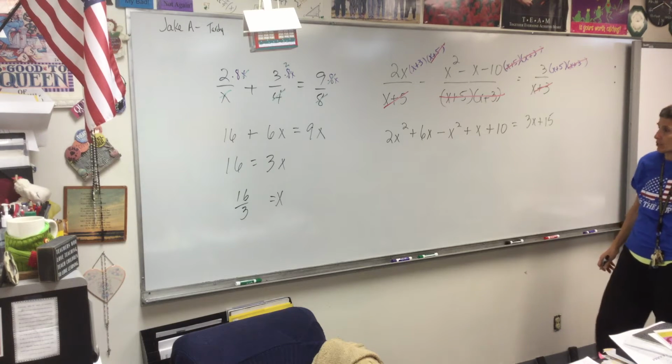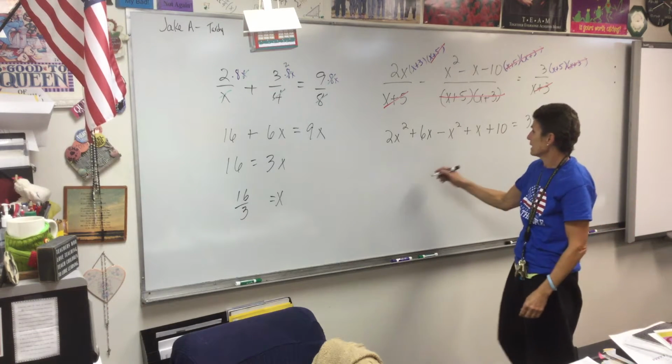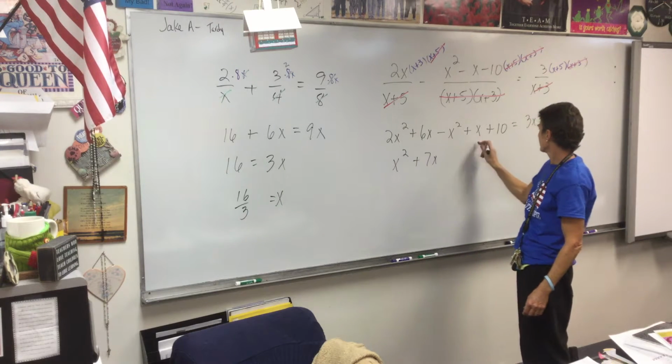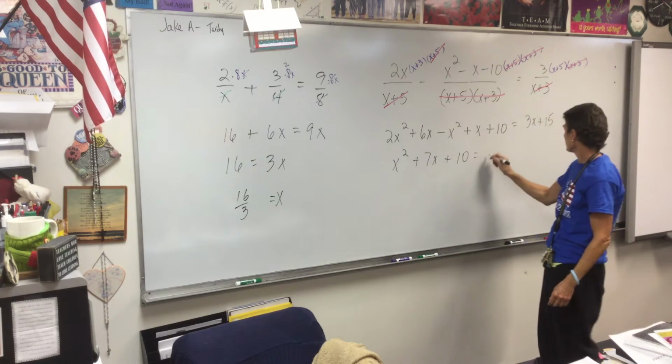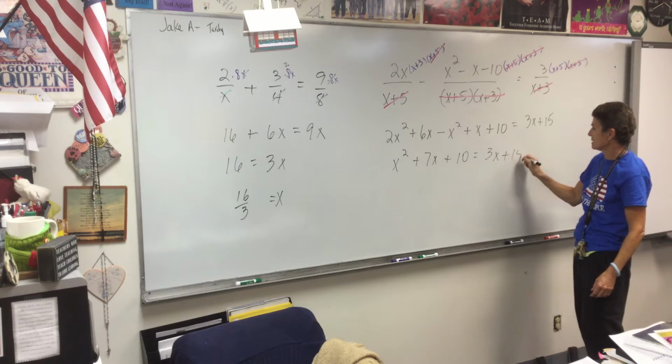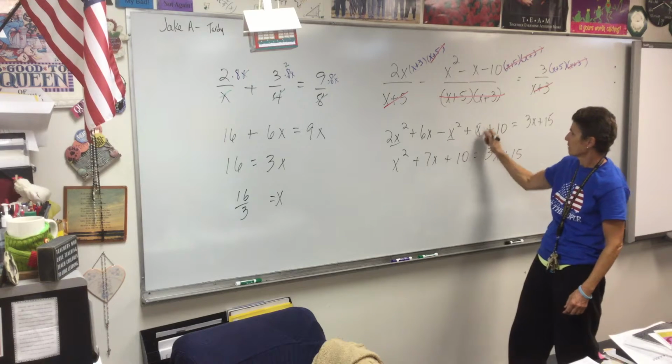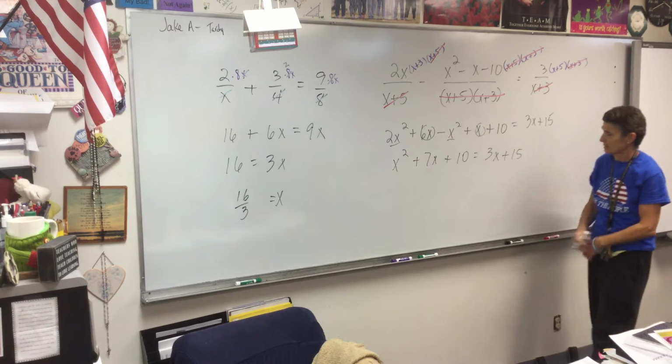Now let's collect like terms. I got a 2x squared and an x squared, so that's going to be x squared plus 7x plus 10 equals 3x plus 15. So I collected my like terms here. I had a couple of x squareds, a couple of x's, so that's what I ended up with.